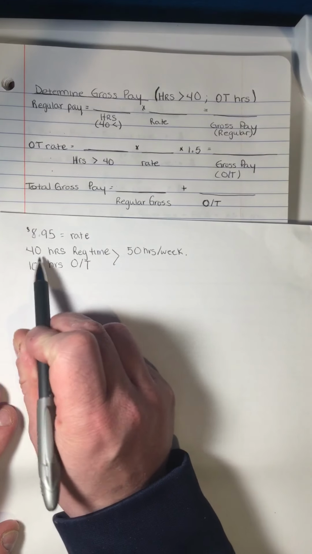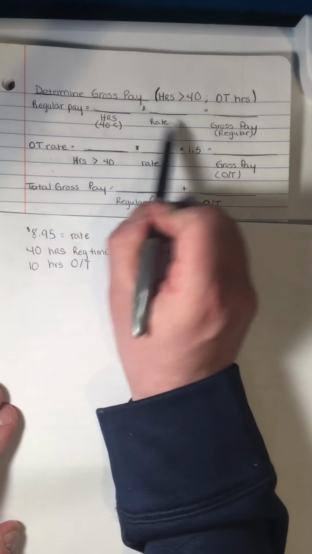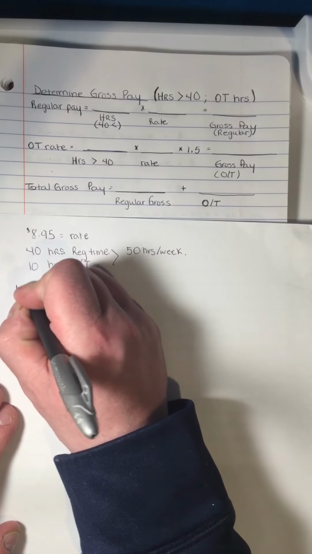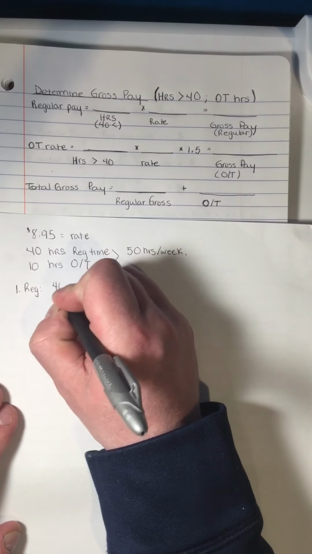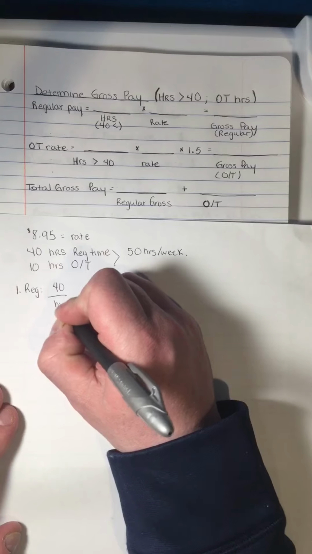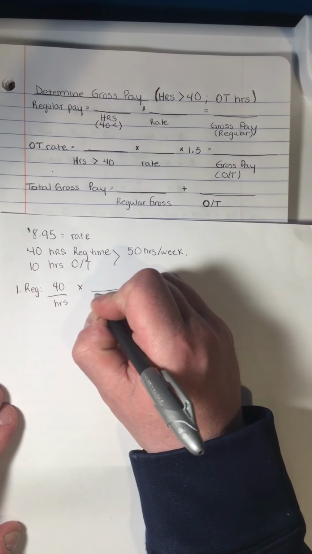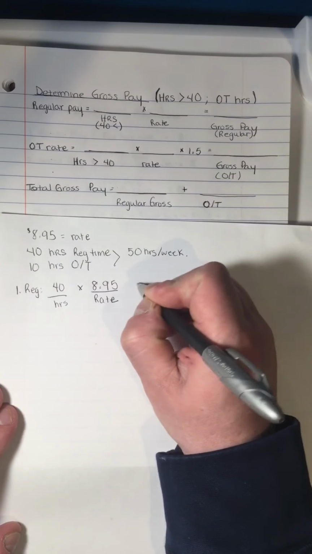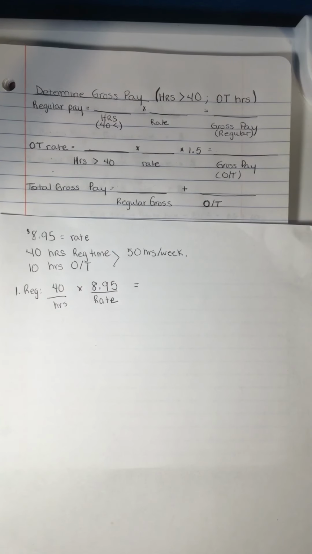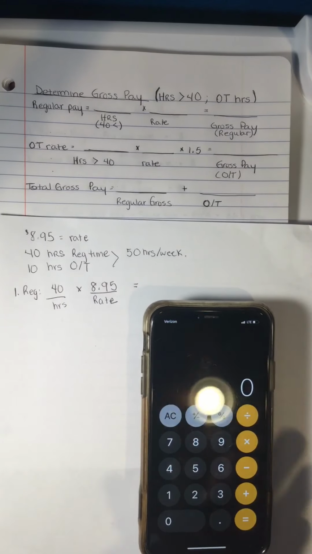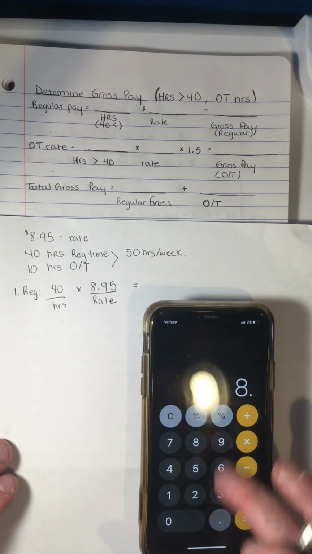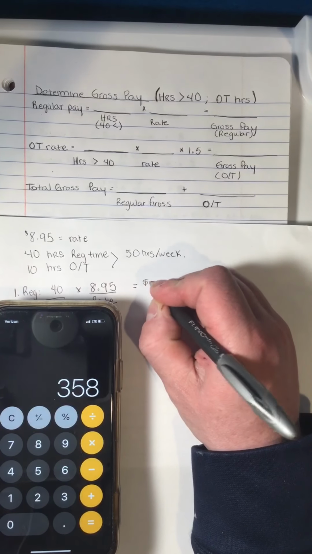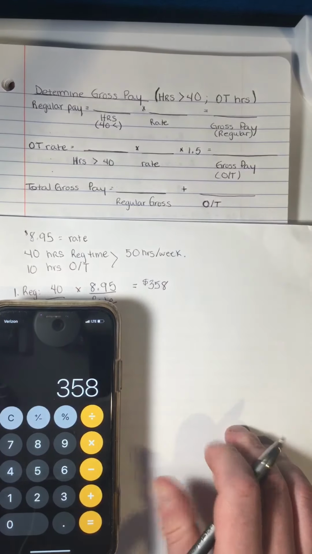All right, so if we work 40 hours regular time, we're going to start with this up here. So step 1, regular hours. We're going to go 40 hours times our rate, so $8.95. Bring up the calculator there. So you got 40 times 8.95. So we earn a regular gross pay of $358.